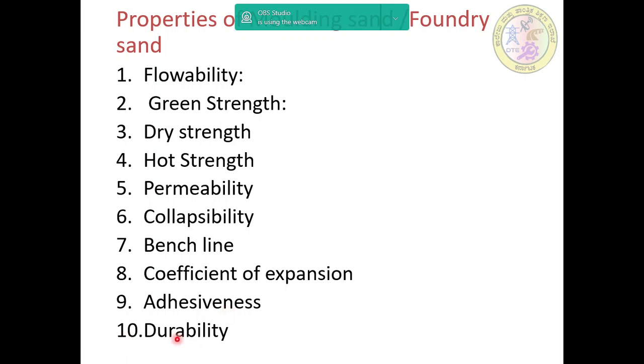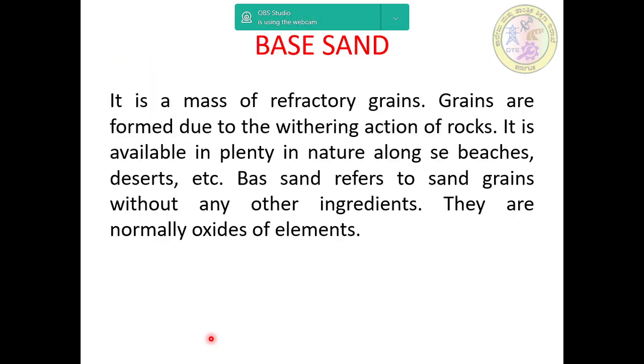And then the last property is durability. It is the ability of the sand to withstand repeated cycles of heating and cooling and still retain its properties. The sand should be reusable, that is, it should be possible to reclaim the sand. These are the main properties of molding sand or foundry sand.